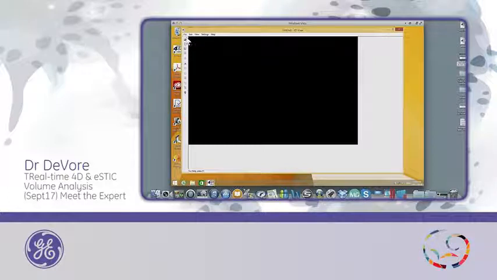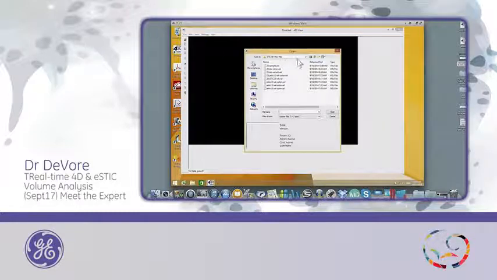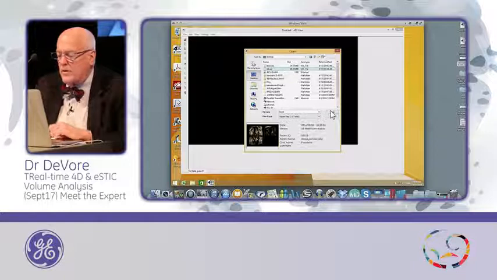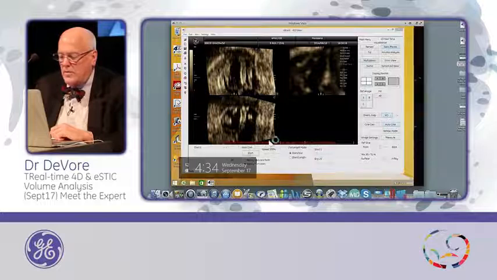Okay, let's see what I can do here. I'm going to open up first a 4D volume for you, okay? Here's a 4D volume. And we'll start the auto cine here.